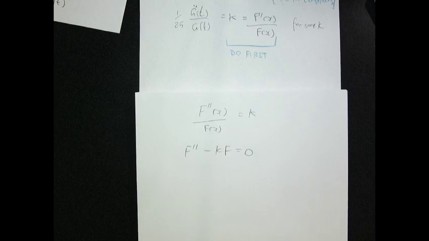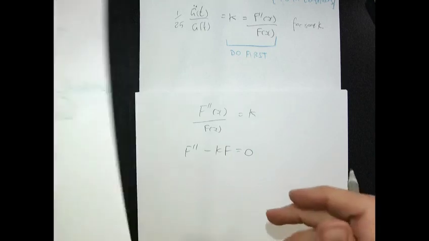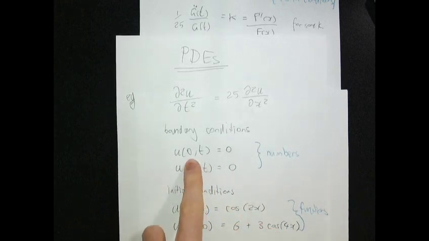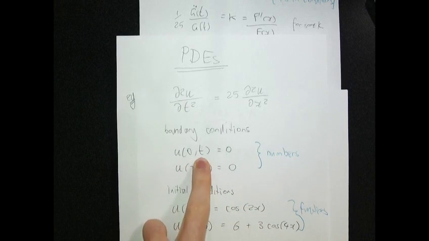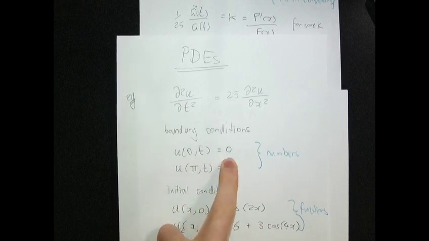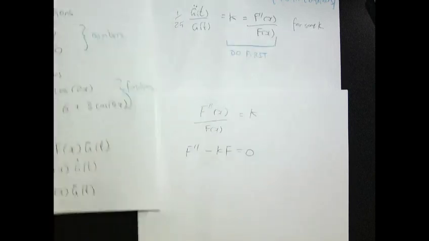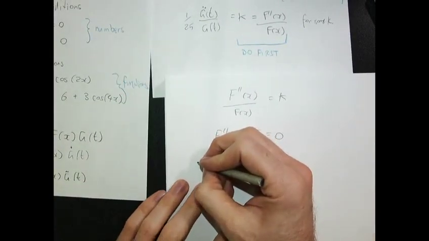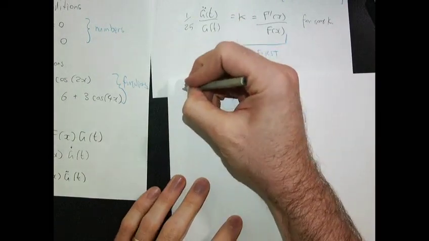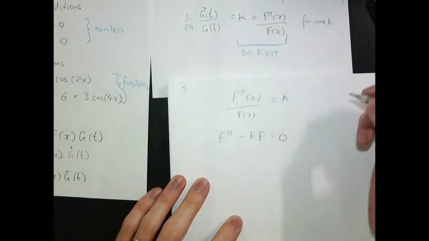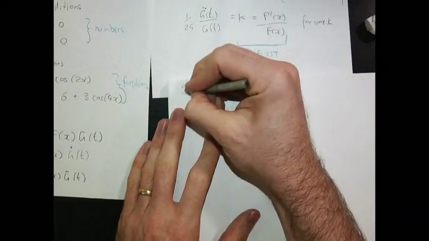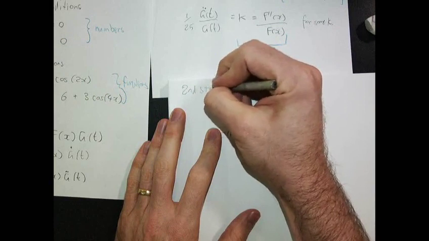So let's deal with those initial boundary conditions over here. The boundary condition said that when x was 0, regardless of what t was, u came out to be 0. So let's just see what that means. I need a title for this section so I don't get lost. Let's call it the second step.